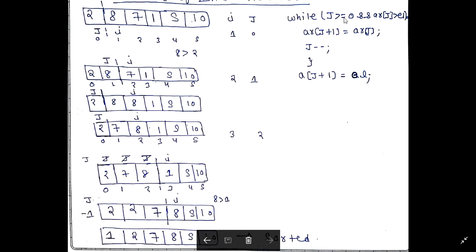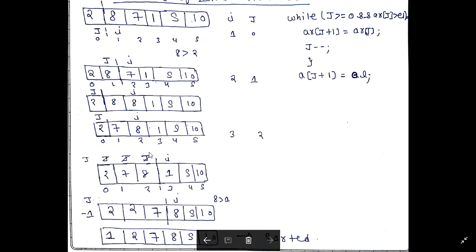Now as j becomes less than 0, we come out of the array and add the element, which was 1, at the position j plus 1. The position j plus 1 is 0, so we add that element here. So if you weren't able to understand it, let me show you again. Let me try to explain it again.